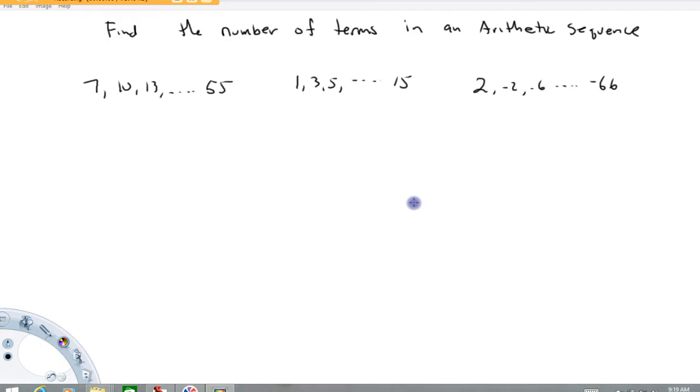I'm making this video here to demonstrate how to find the number of terms in an arithmetic sequence. So I've got three examples listed out and I'll just take them one at a time. Let's start with this one right here, the sequence that starts at 7, 10, 13.